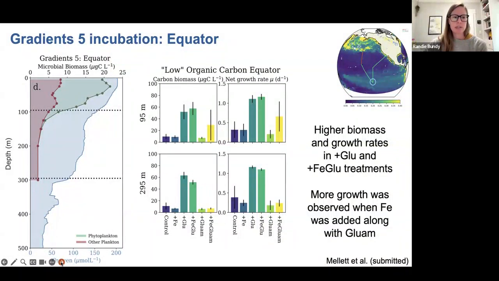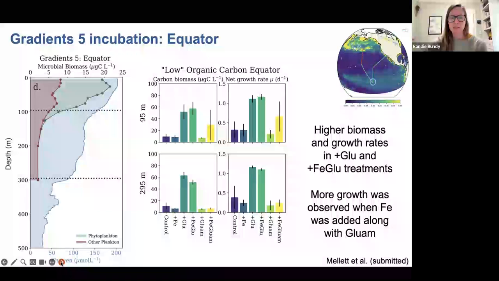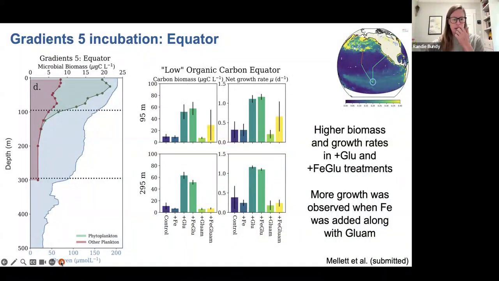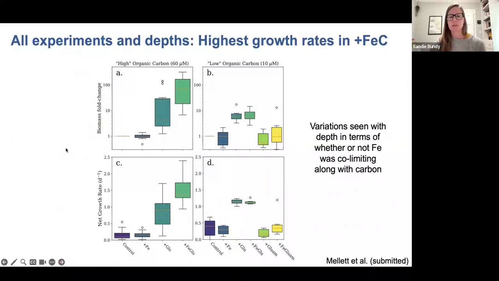I know I just showed you a few examples. I'm now going to show you all the data together from all experiments so we can start looking at some patterns. These are going to be box plots. On the left column are the high organic carbon treatments, and on the right are the low organic carbon treatments. The top row is the biomass fold change in bacteria that we observed, and the bottom is the net growth rates. This is a summary of all the responses that we saw across depths and treatments from both expeditions. And essentially, we see similar things that I've already pointed out.